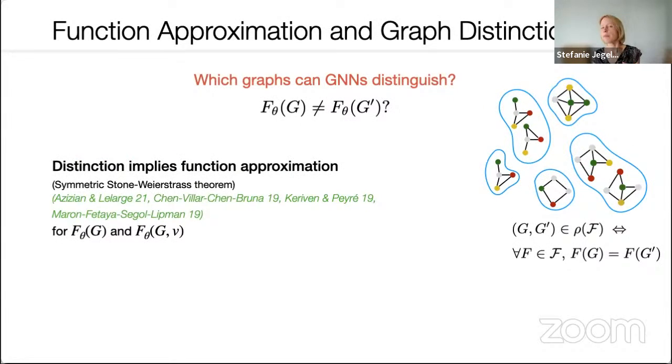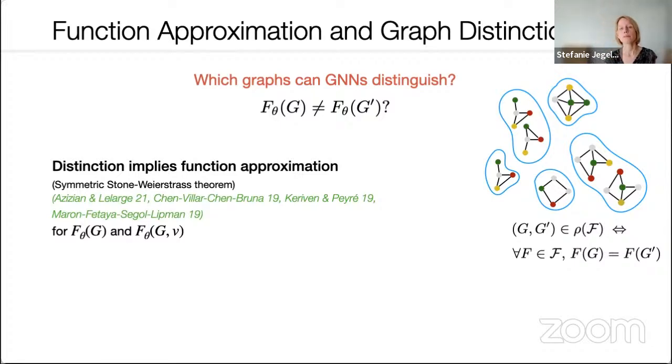And this really boils down to the question, what kinds of graphs can a graph neural network actually distinguish? So what do I mean by that? I mean that, let's say I have two different graphs, G and G prime, and I compute the output of the neural network F for both of these. Is it the same or different? If it's different, I say the network distinguishes these graphs.